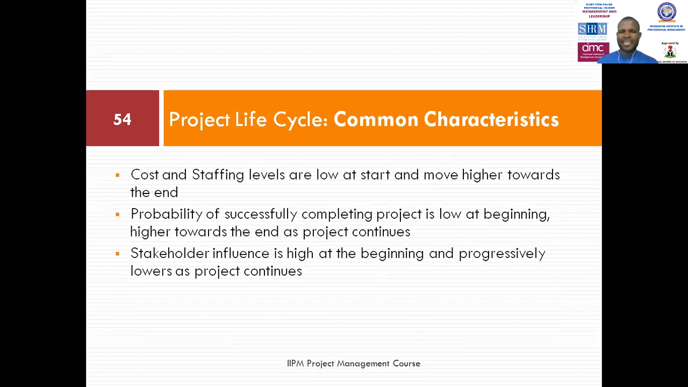What are the common characteristics of the project lifecycle? Cost and staffing levels are low at the start and move higher towards the end. So if you're beginning a project, the cost and the staffing are always low at the beginning. Then as you progress in the project, the cost and the staffing begin to increase. And then as you move towards the end of the project, the cost and the staffing begin to drop. We'll look at that using a simple graph.